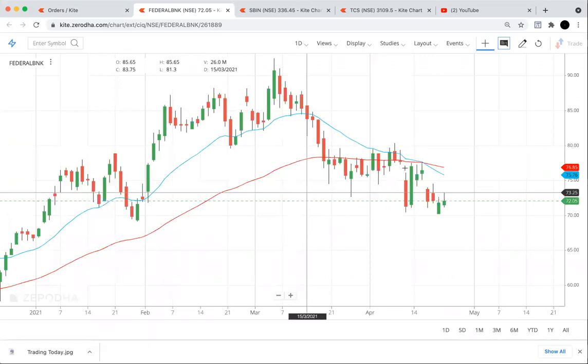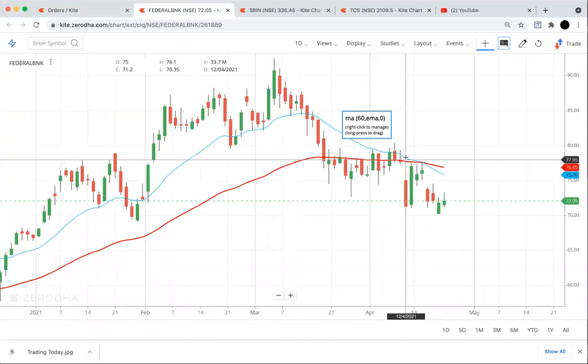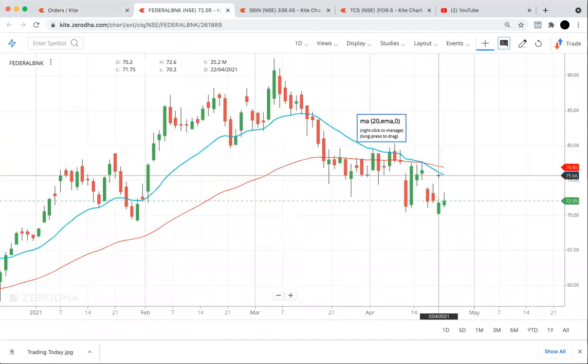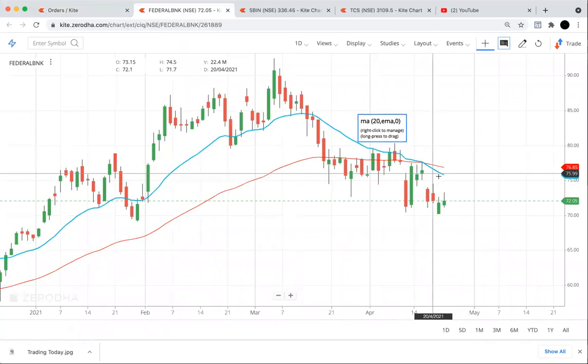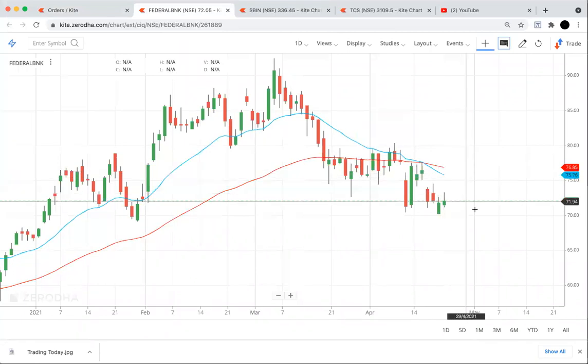Here, you'll see this last week, for the price of Federal Bank, the 20-day moving average went below the 60-day moving average. There were a few people that had entered right before this and they asked me what to do. I said, if it goes below, just get out. So this will be the time to sell and get out. Don't stay there any longer, okay? Because you don't know how long this downtrend will last.